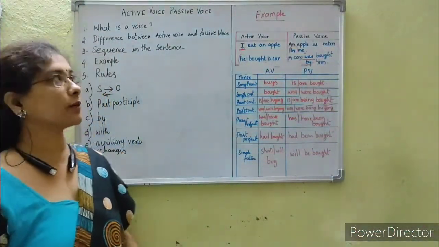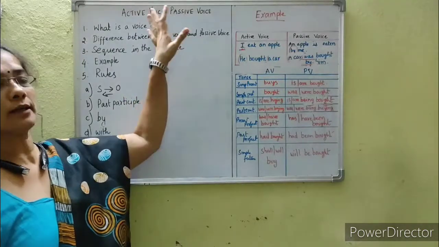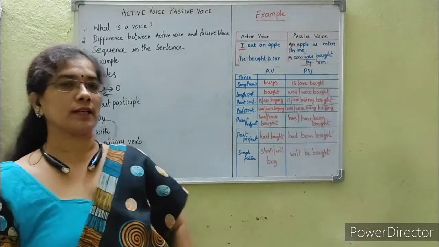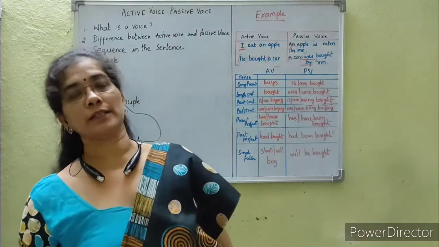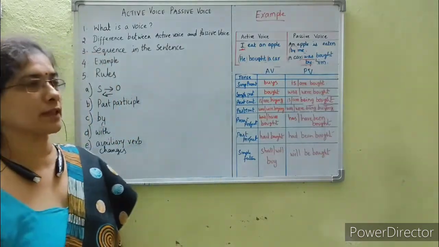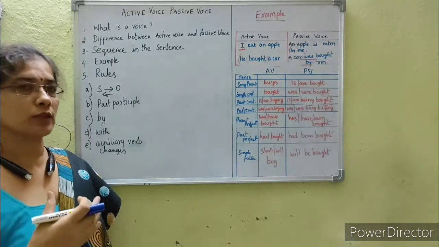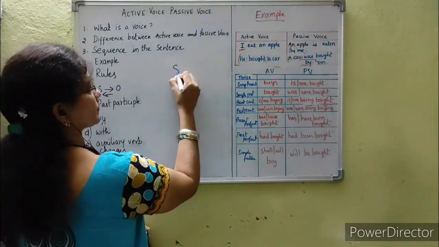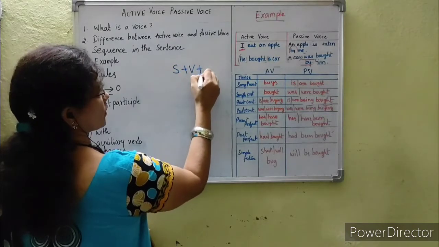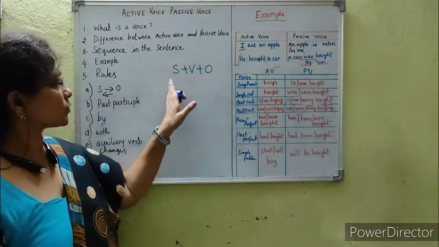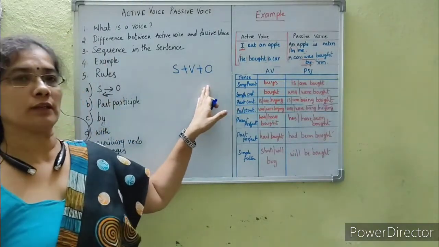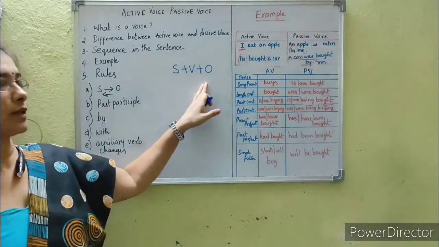In this class, let us learn about active voice and passive voice. First of all, what is a voice? A voice is what a sentence contains. The subject and the object you have in a sentence. When you see the sentence, you have a subject and object. When the subject is doing something towards the object, it is in an active voice.